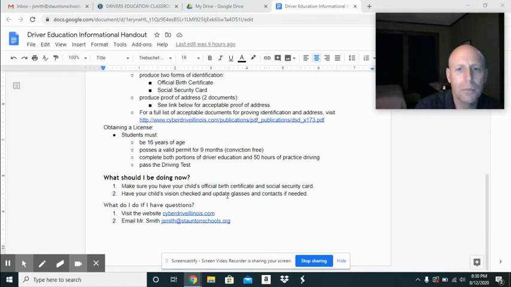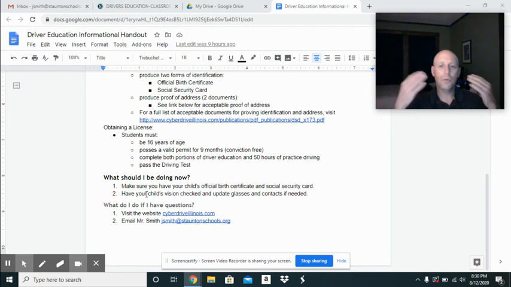So have the official birth certificate and social security card. If you know that you wear glasses or contacts and you haven't had your eyes checked lately, now's a good time to schedule that and go ahead and have your eyes checked, because you will run into problems if your prescription's a little old.